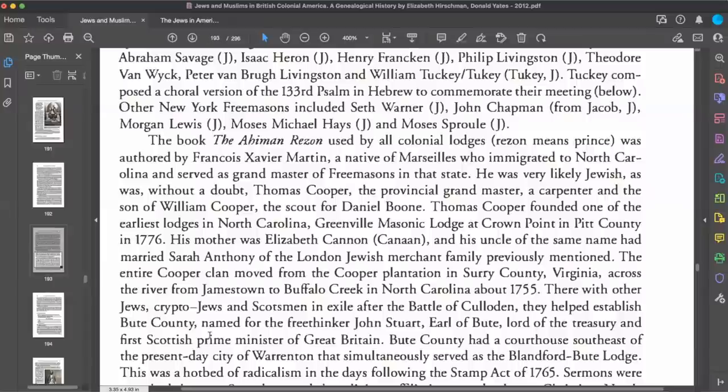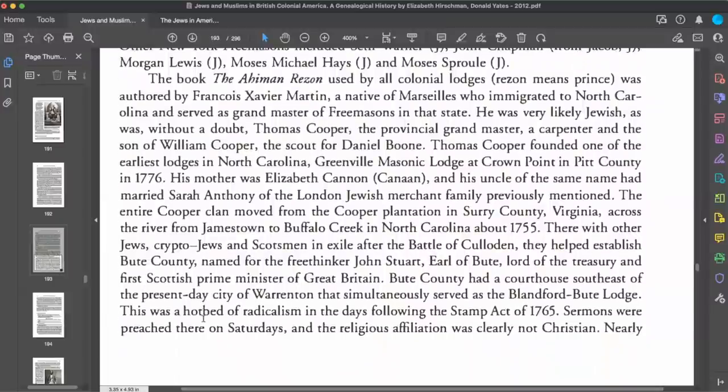The entire Cooper clan moved from the Cooper Plantation in Surry County, Virginia, across the river from Jamestown to Buffalo Creek in North Carolina about 1755. There, with other Jews, crypto Jews, and Scotsmen in exile after the Battle of Culloden, they helped establish Butte County, named for the freethinker John Stuart, Earl of Butte, Lord of the Treasury, and first Scottish Prime Minister of Great Britain. Butte County had a courthouse southeast of the present-day city of Warrenton that simultaneously served as the Blandford Butte Lodge. This was a hotbed of radicalism in the days following the Stamp Act of 1765. Sermons were preached there on Saturdays, and the religious affiliation was clearly not Christian.